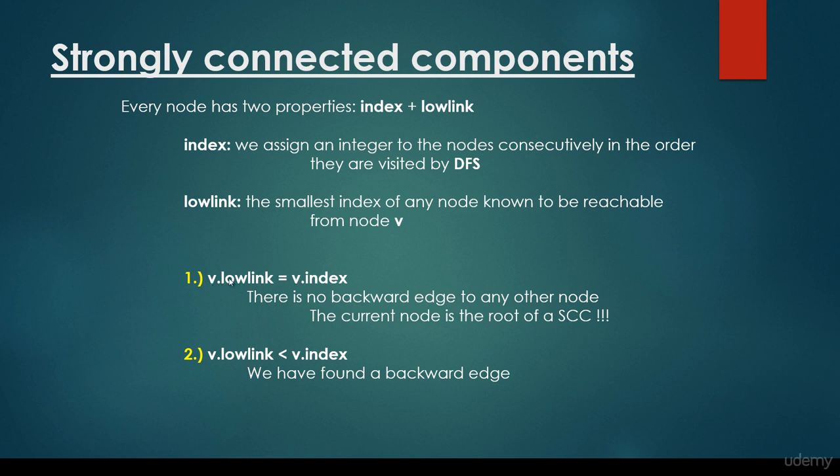What's very important is that if the low link is equal to the index, there is no backward edge to any other node, so the current node is the root of a strongly connected component. If the low link is smaller than the index, it means that we have found a backward edge in the given graph. But as I said earlier, we are not going to use the index in our implementation.